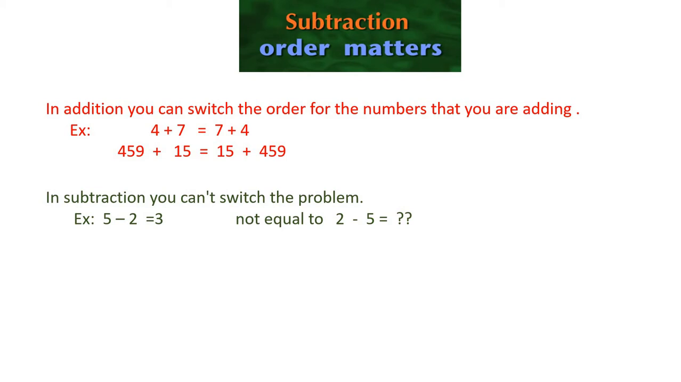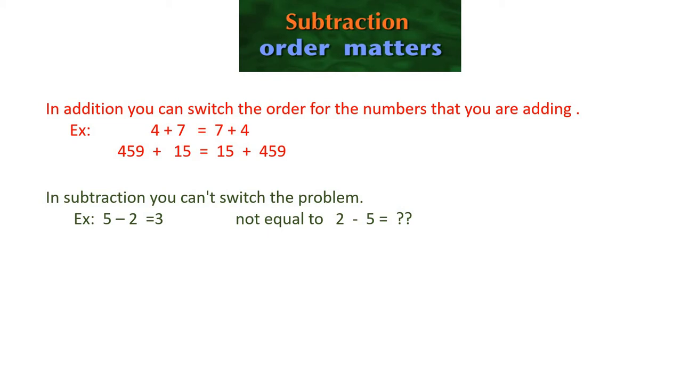So in the previous class we said that in addition you can switch the order of the numbers that you are adding. Like if you're adding 4 plus 7, it's the same as 7 plus 4. And if you're adding 459 plus 15, it's the same. If you start with 15 and add it to 459, you will have the same answer for both equations.